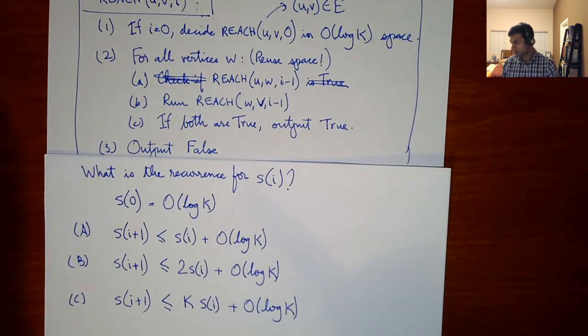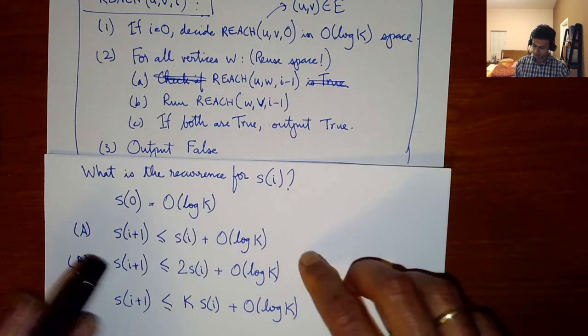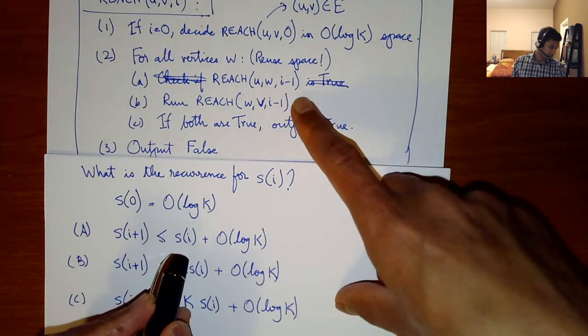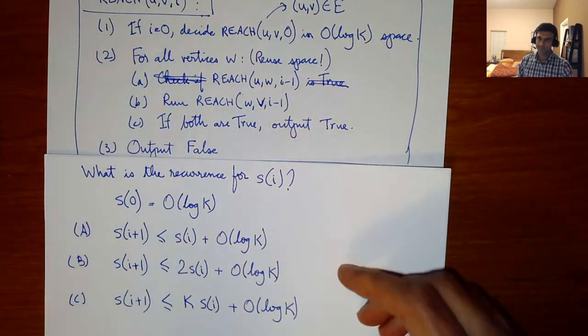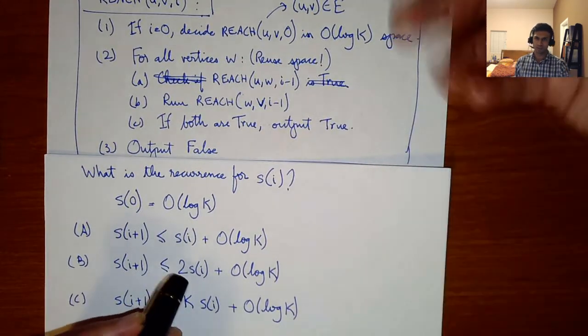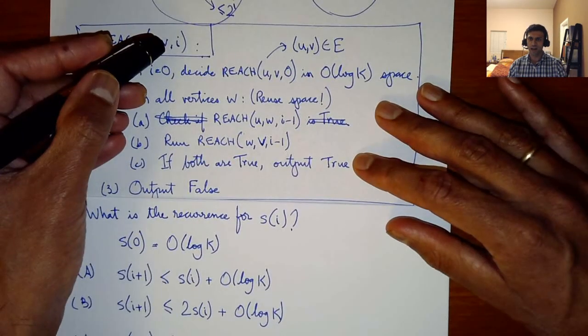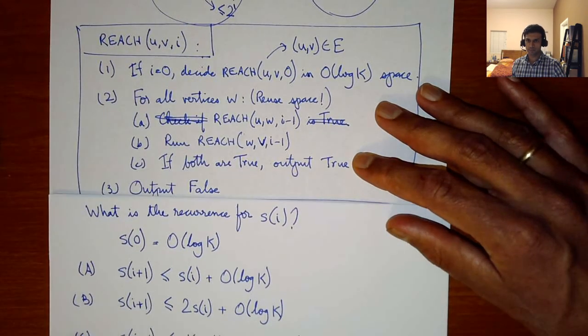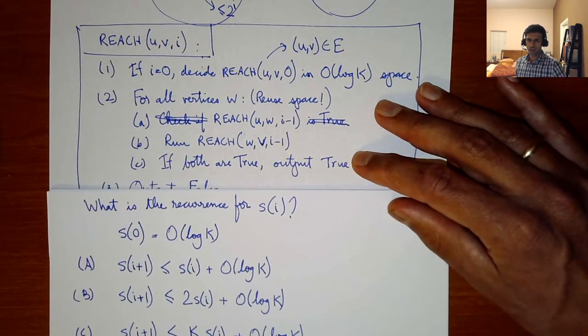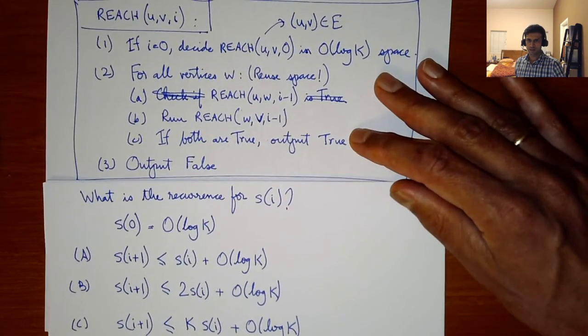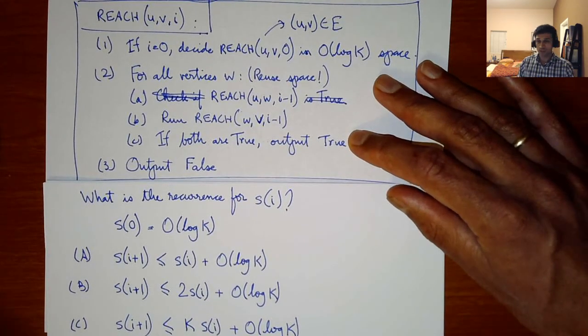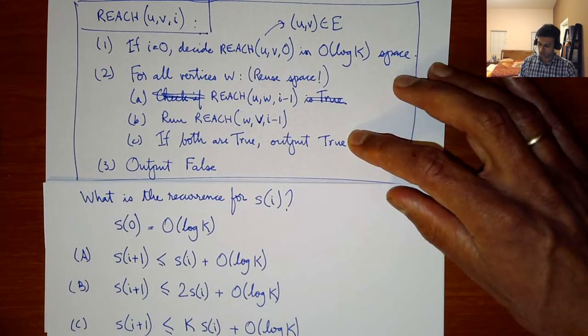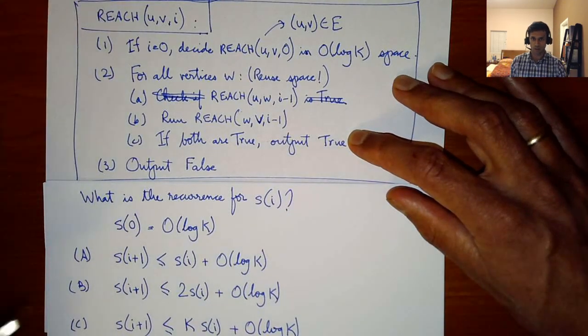Think about this carefully. What is the recurrence? Maybe I should have written I and I minus 1, but it's the same thing as I plus 1 here and I over here. Okay, there it is. There's everything. What is the recurrence? How much space is used in the I plus first call?